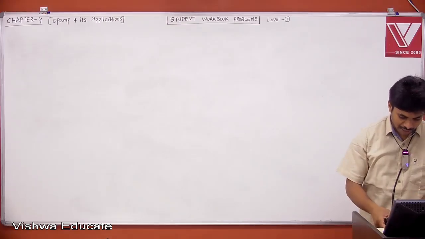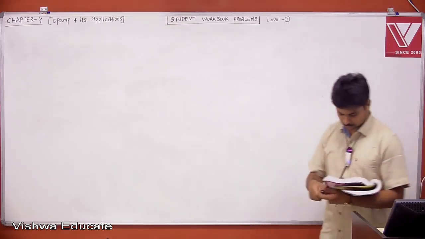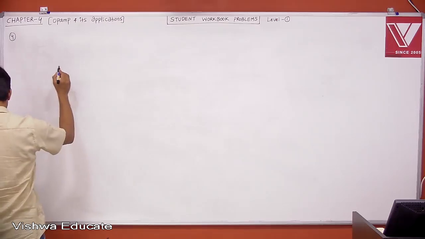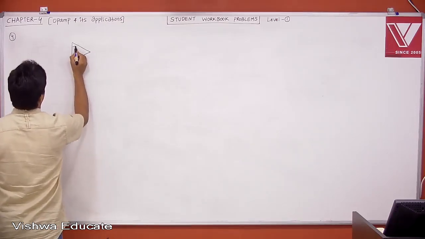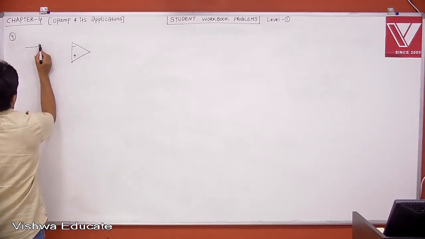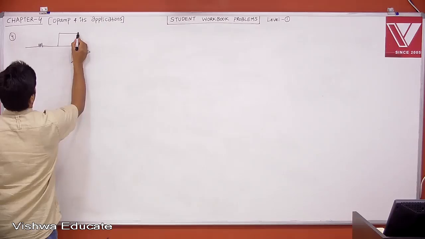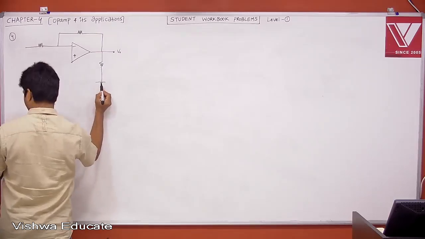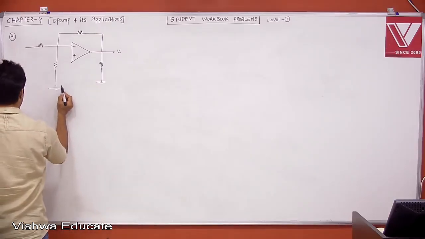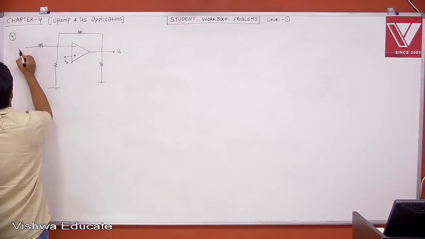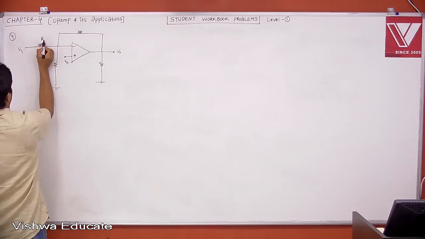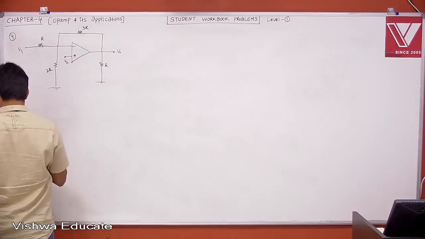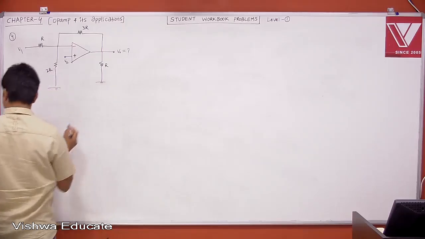Assuming op amp in the circuit shown in figure is ideal, then what is V naught? Circuit is minus, plus, okay. Asking for V naught. You have 4 options. That is fine.